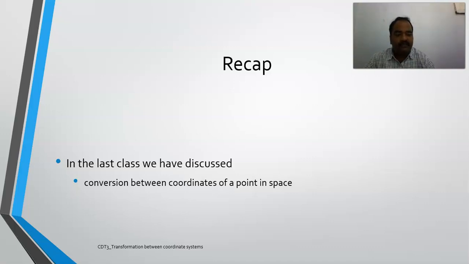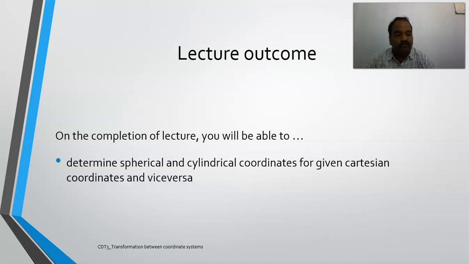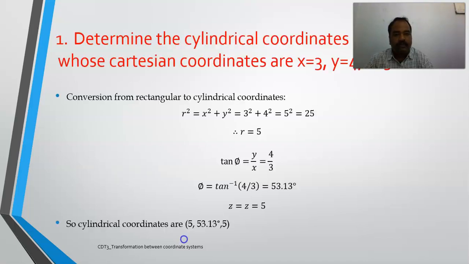In today's video lecture, we will solve some more problems so that you will get familiar with these transformations between coordinate systems. We will see how to determine the spherical and cylindrical coordinates when Cartesian coordinates are given for a point in free space, and also we will try to transform vectors from one coordinate system to another coordinate system. Now, we will see the first problem here.